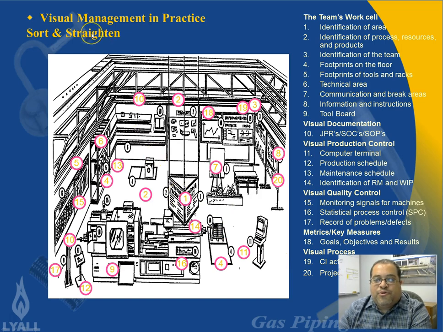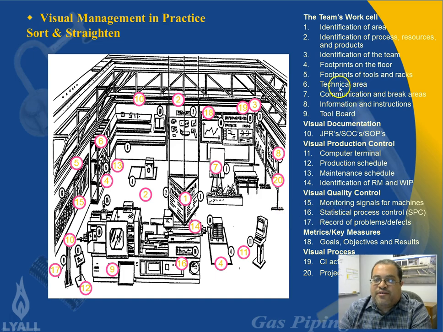Okay, so as you're going through your steps to organize what's left over, this is kind of a model cell with all the different tools and techniques that you'd use. And you can see them here listed on the right. Identification of the area, processes, resources, and products, identification of the team who works in the area. Sometimes in some circumstances, you have these little stenciled footprints on the floor showing where people should stand or what path they should walk in.